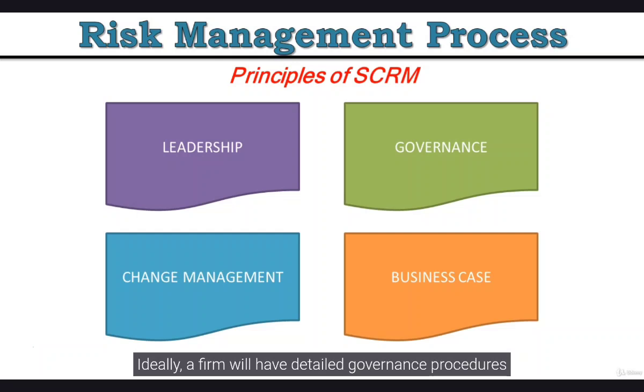Ideally, a firm will have detailed governance procedures for a continuing supply chain risk management team, including those on meeting structure, attendees, standard agenda items, and business process deliverables. Typical agenda items might include process maturity, metrics, compliance, and audits, a review of risks and how the firm is addressing them, and sharing of knowledge and best practices.